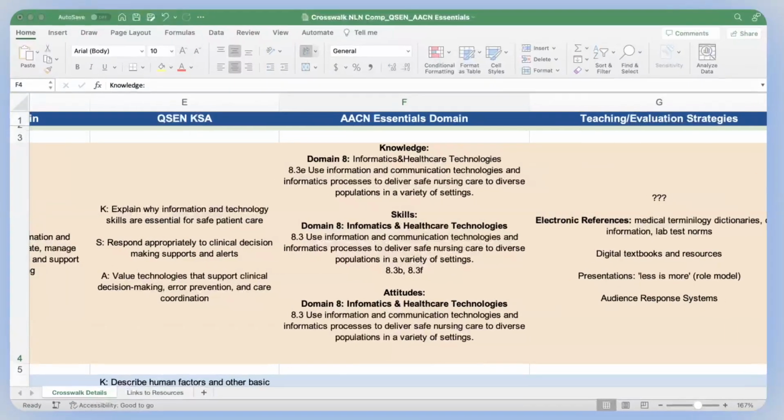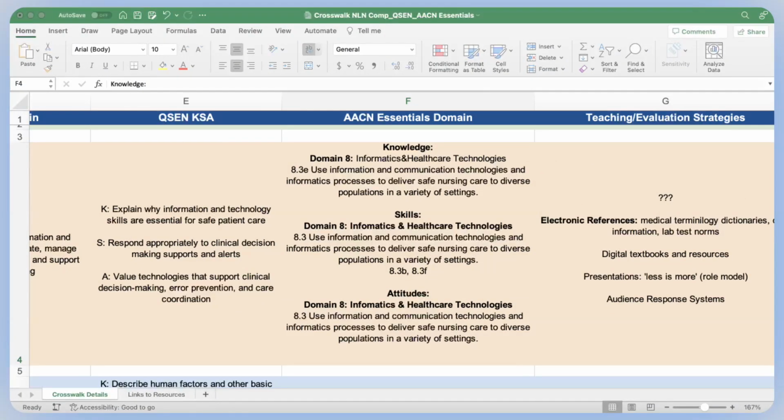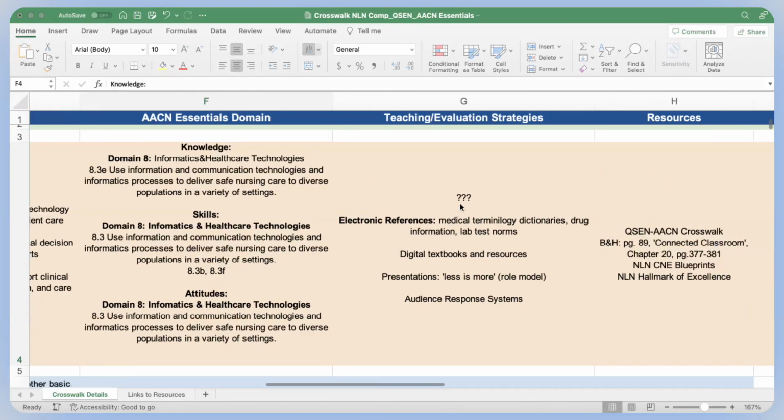All right, and then next is attitude. So taking a look specifically at 8.3, where again, communication and documentation, that's where we gather the information about changes we may need to make to ensure that we are providing the safest patient environment that we possibly can.